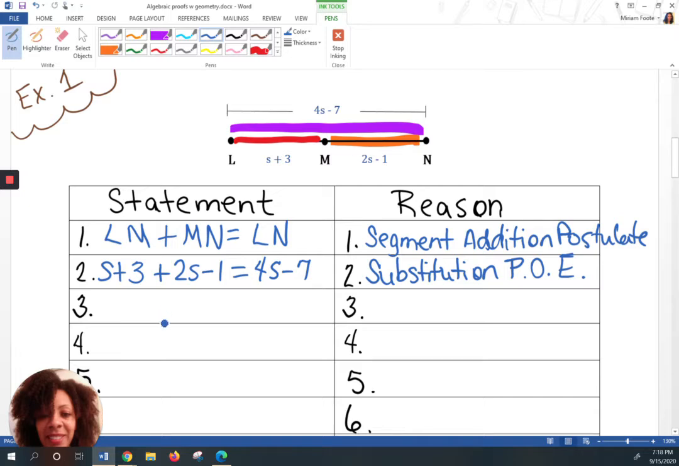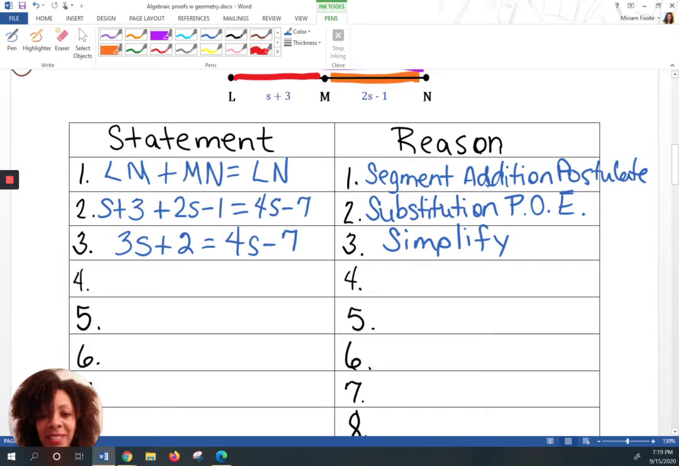Now what I would want to do is I want to combine my like terms. So over here I have 1s plus another 2s, that's 3s. I have 3 minus 1, so that's a positive 2. And that is 4s minus 7. What did I just do? I simplified. So simplify, that's what I'm going to write. I could skip that simplify step and I can actually just move on to the next step if I wanted to shorten how many statements and reasons that I have.